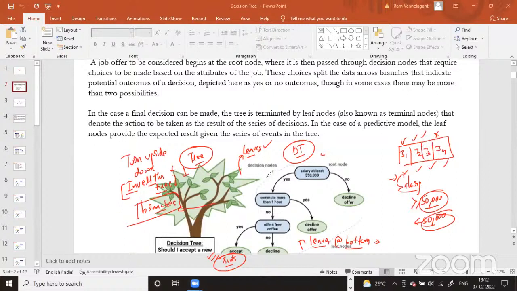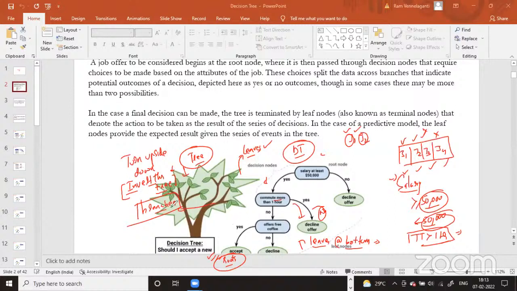What is the next criteria? Commute time. If my travel time is more than 1 hour, then I'm going to reject that offer. I don't want the travel time to be more than 1 hour. One of your jobs has a travel time of more than 1 hour, so reject that job offer. Then you have 2 job offers left, J1 and J2.